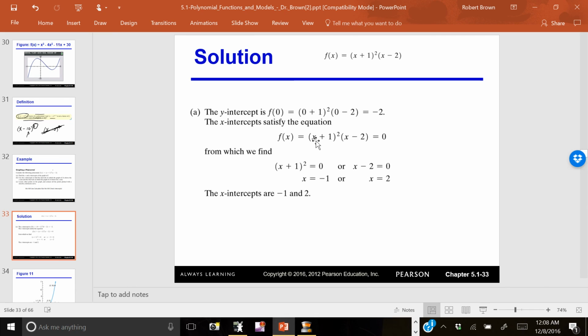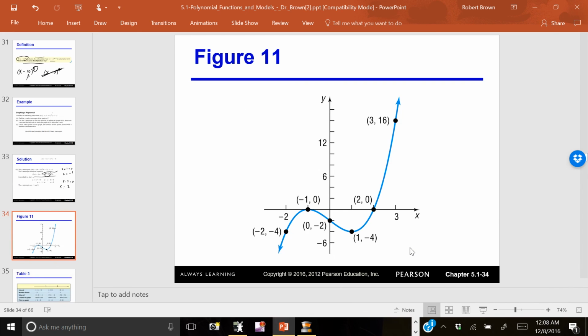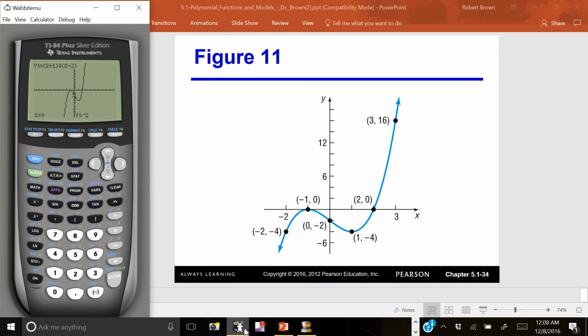The x-intercepts can be determined by setting everything equal to 0 and just solving. And the graph also solved it for us. x plus 1 equals 0 means x equal minus 1. x minus 2 equals 0 means x equal 2 is a zero. And the next page is a graph just like we just created.